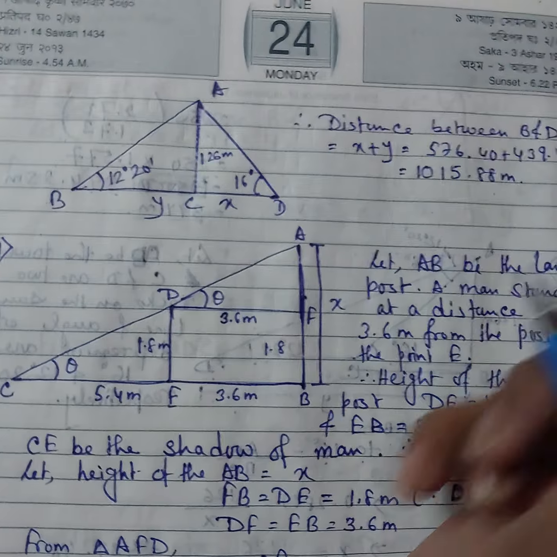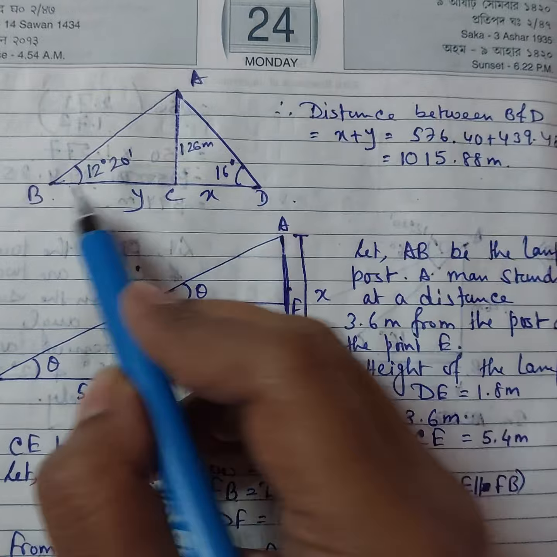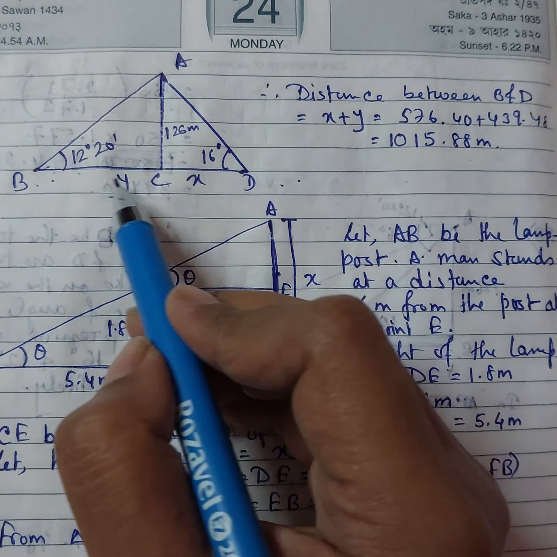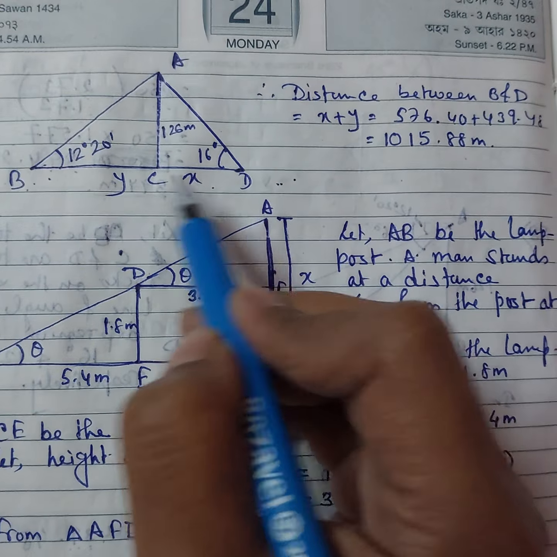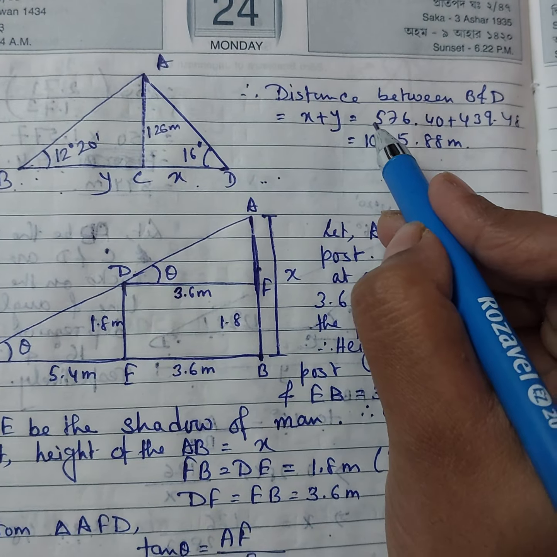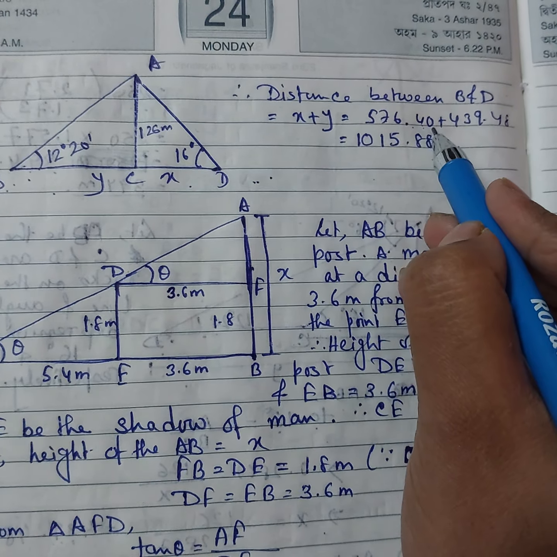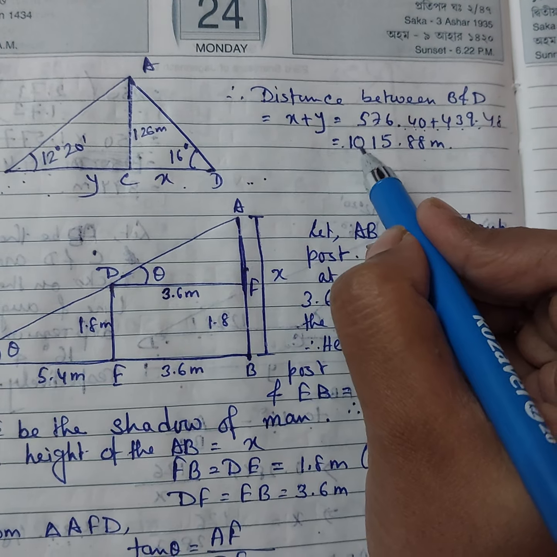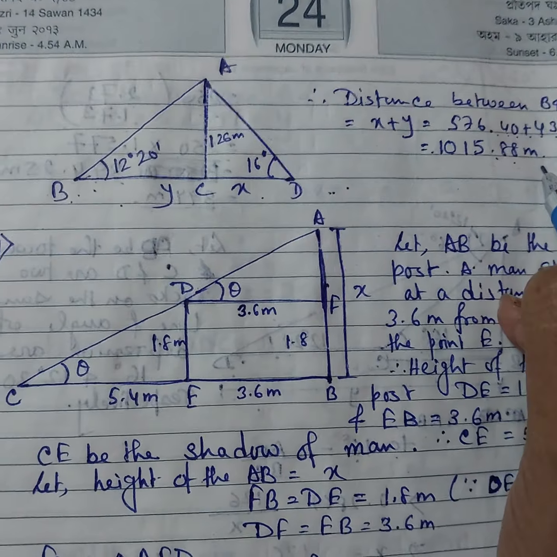Okay. And if two rocks are on opposite side of the tower, then the distance between them, x plus y, is equal to 576.40 plus 439.48, that is equal to 1015.88. Okay.